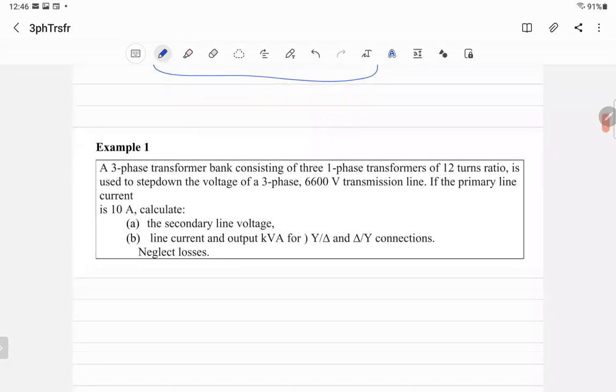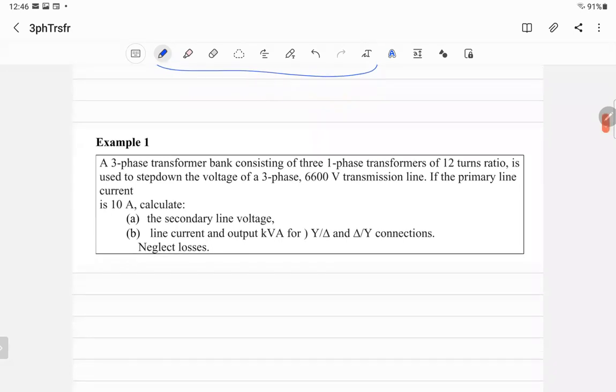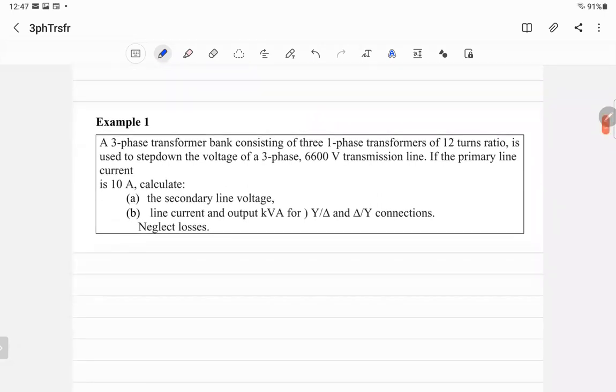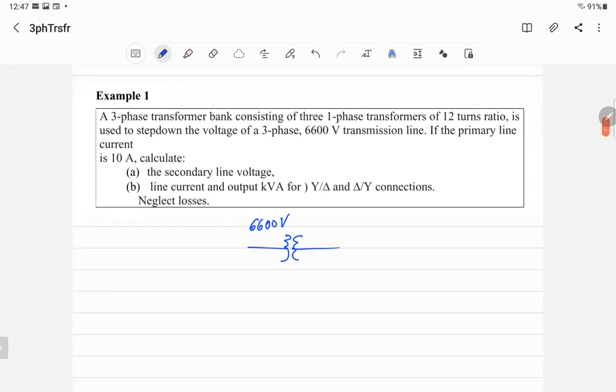So we'll continue. So I will not write A equal to. It is used to step down. All right, so step down the voltage of three-phase 6600 voltage transmission line. So I have a transformer, and the voltage at the transmission line is equal to 6600 volts. That's the high side, and that would be the low side. If the primary line current means here 10 amp.